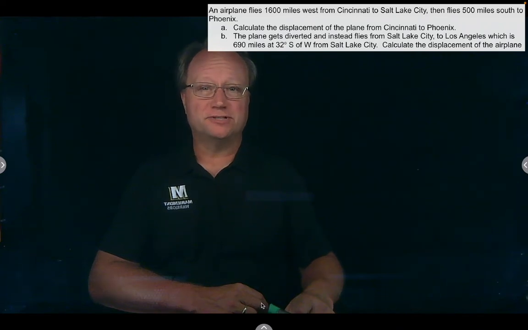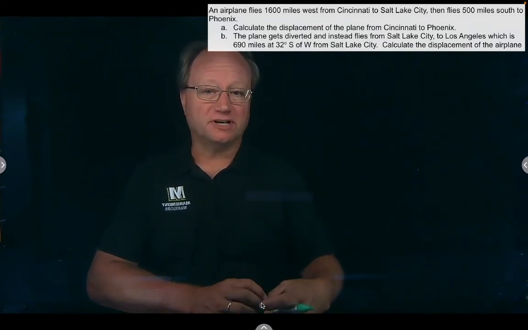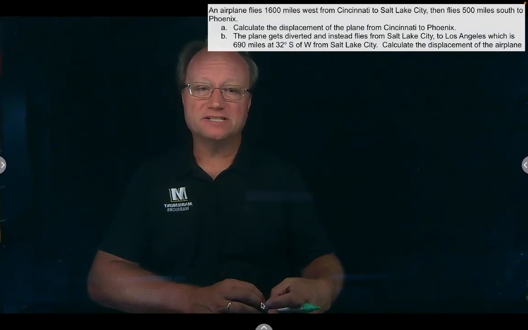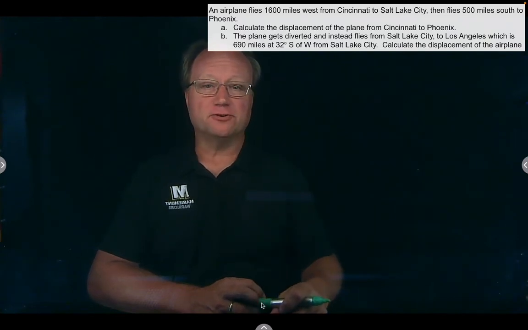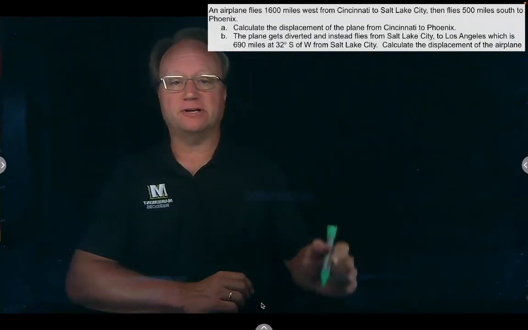Welcome to vectors. Let's consider a situation with vectors where we want to find the resultant, and we're going to use the trig method. So we have an airplane that flies 1,600 miles west from Cincinnati to Salt Lake City and then 500 miles south to Phoenix. The first thing we're going to do is draw a diagram.